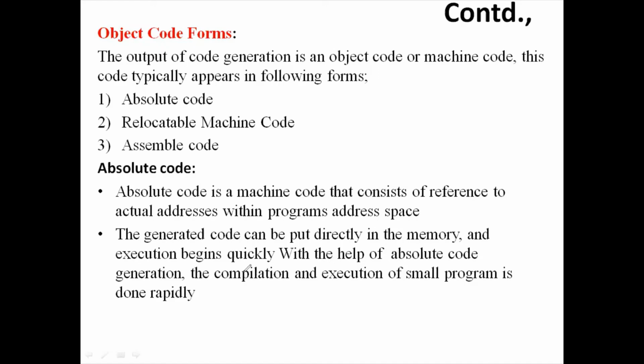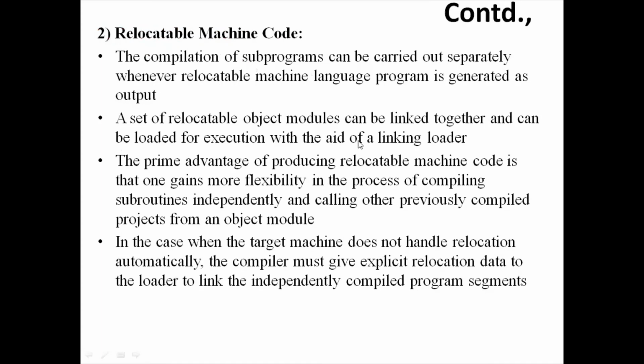Then what about the second code form? The second code form is relocatable machine code. In absolute code, only small programs can be compiled and executed quickly. Here in relocatable machine code, it will produce relocatable machine language programs. That is, the output allows for subprograms, so the subprograms can be compiled separately.